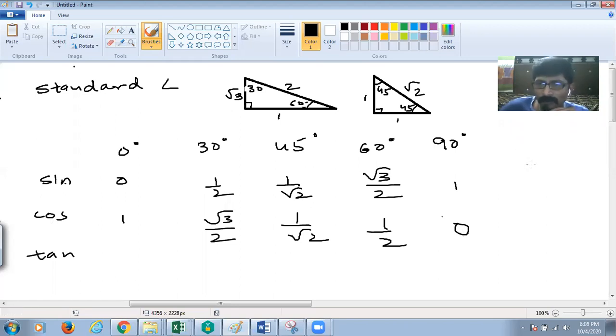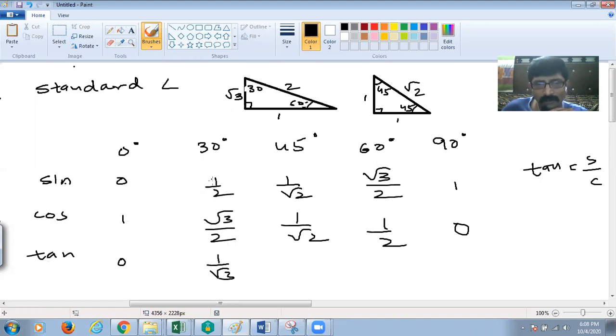And now you know, student, what is this tan ratio? Tan is sine upon cos, isn't it? Tan is sine upon cos. So what we'll do, tan value, we're going to do sine theta upon cos theta. So 0 upon 1 is 0. 1/2 divided by √3/2, it will become 1/√3. If I do these divided by these, 2 and 2 will get cancelled, so 1/√3.